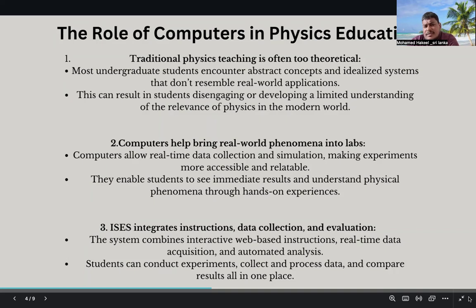The second role of the computers in physics education is that computers help bring real-world phenomena into labs. Computers allow real-time data collection and simulation, making experiments more accessible and relatable. They enable students to see immediate results and understand physical phenomena through hands-on experience.